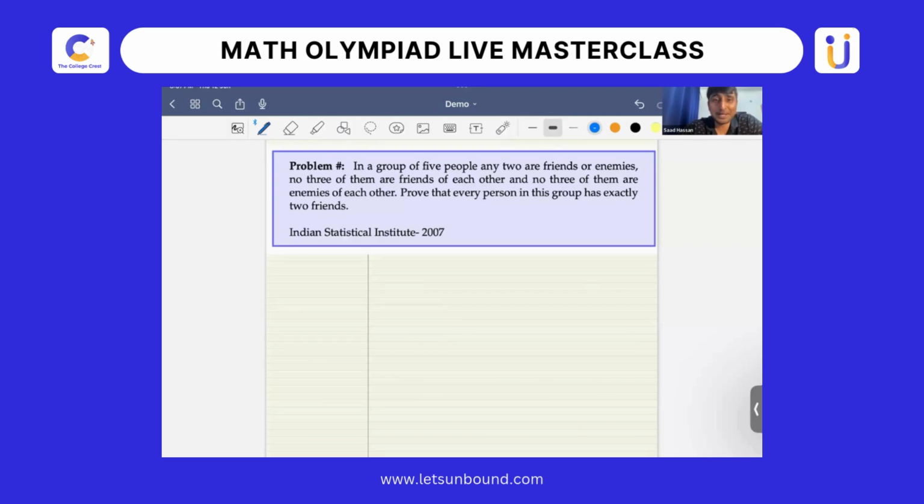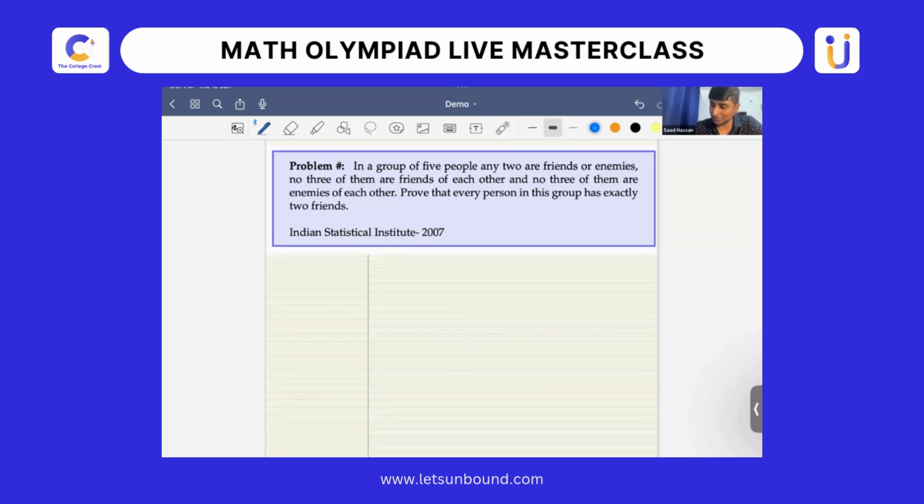So there are 5 people, and any 2 are friends or enemies. Should you take any 2 people, either they are going to be friends or they are going to be enemies. No 3 of them are friends, so you can't have a group of 3 people who will be friends. So A is a friend of B, B is a friend of C, and C is a friend of A. This is not going to happen. What they're saying is that in such a group, every person must have 2 friends.